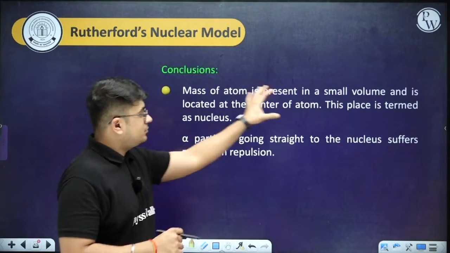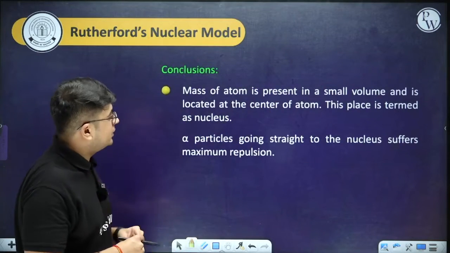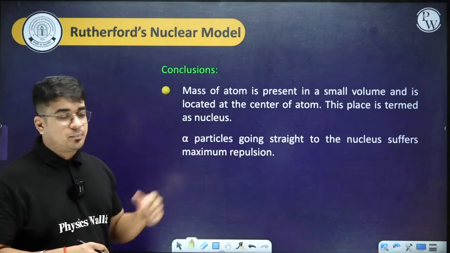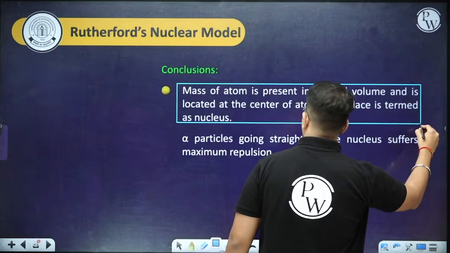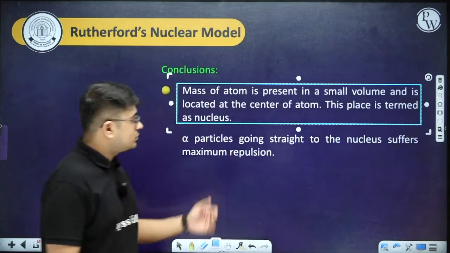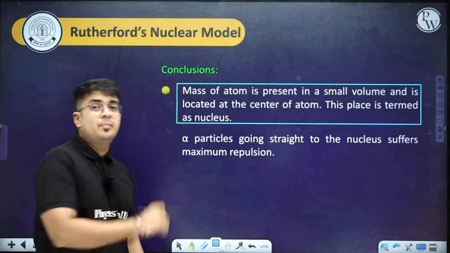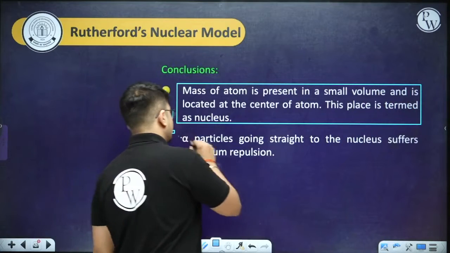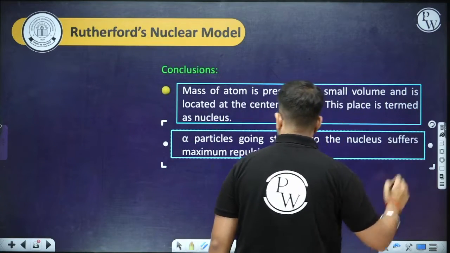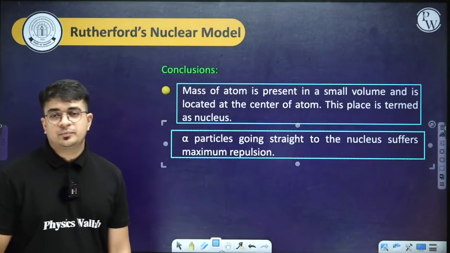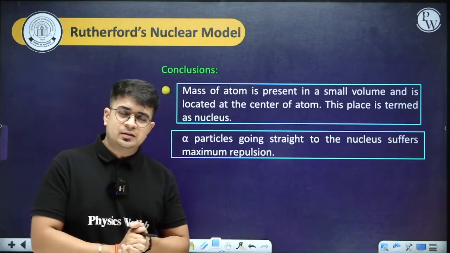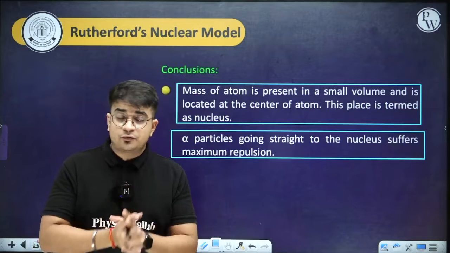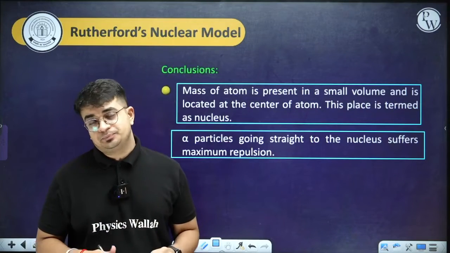Now, the mass of the atom is present in a small volume and is located at the center of the atom, and this part is termed the nucleus. I hope this part is clear. And alpha particles going straight to the nucleus suffer maximum repulsion because the entire positive part is concentrated at that point. So definitely there is maximum repulsion in that particular case. I hope this entire portion is clear to everyone. Very simple explanation related to Rutherford's gold foil experiment.